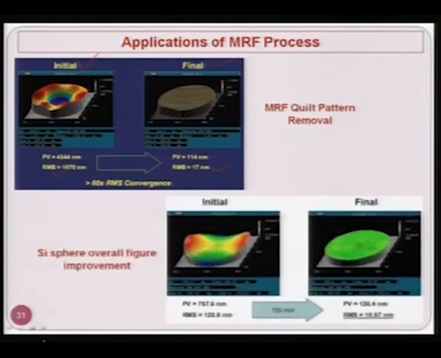Now, another thing, silicon sphere overall figure improvement can be clearly seen over here. You can see the difference. This is the initial surface and this is the final surface. So, the flatness is very clearly visible, and the RMS value from 120.8 nanometer has come down to 10.87 nanometer in 135 minutes, that is approximately 2 hours, and this has been taken from this particular source.